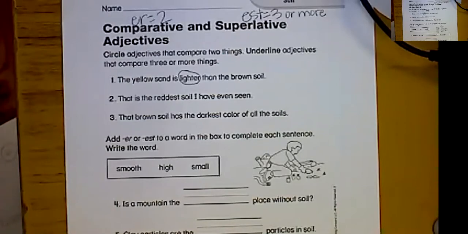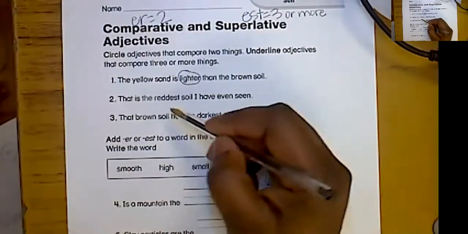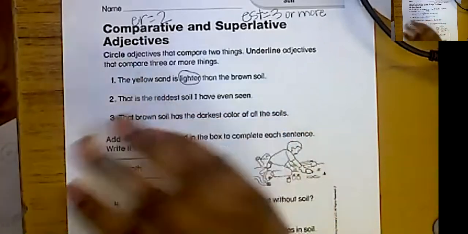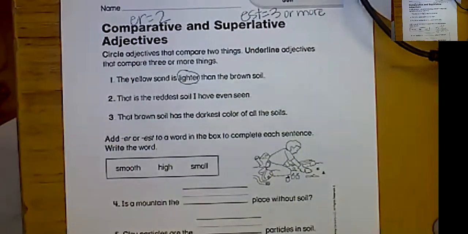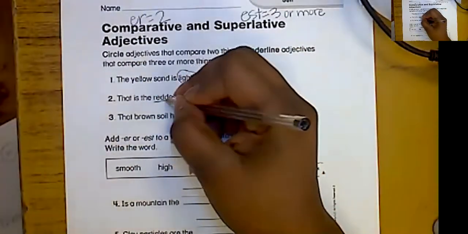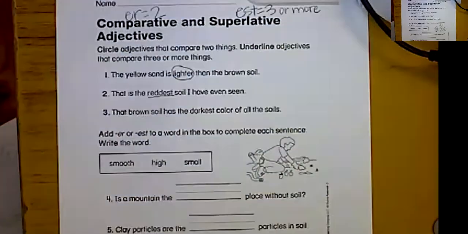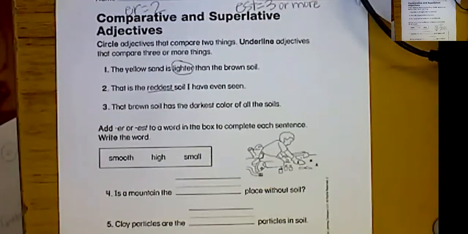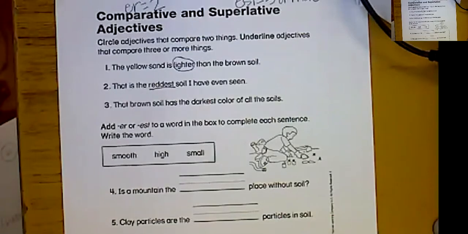Number two, that is the reddest soil I have ever seen. What is our adjective? You should have chosen reddest. It ends with EST and it's comparing that soil to all the rest of the soil. So you will underline reddest.